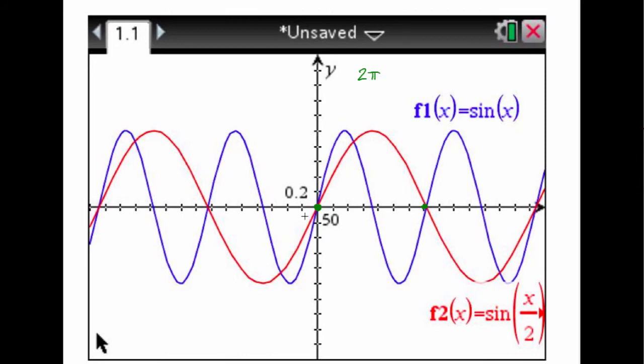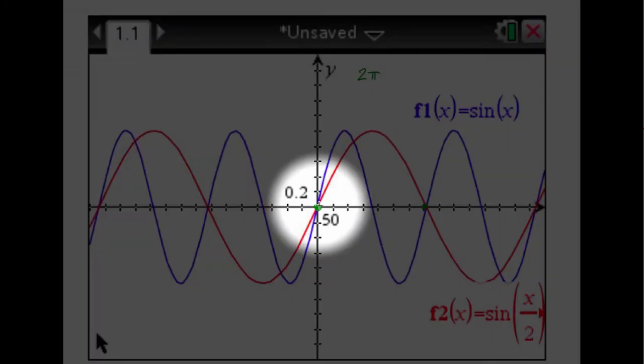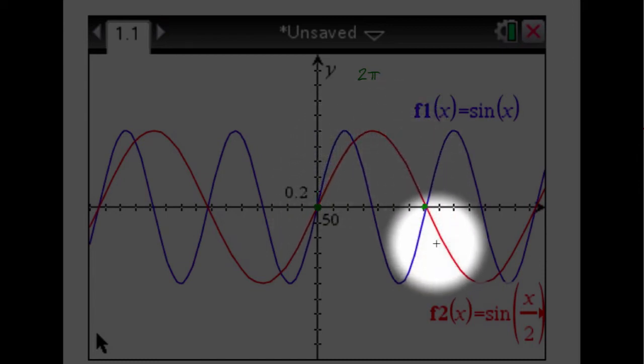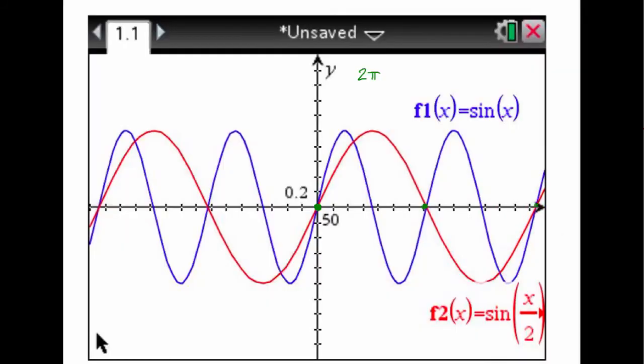But if you notice, the red curve actually takes much longer to complete one full cycle. If you trace along the red curve here, up, down, and back up, it doesn't complete one full cycle until the value is out here. I don't have any values on this axis, but this value is actually 4 pi. So twice as long. When we divide x by 2, or essentially multiply x by 1/2, the period is twice as long.